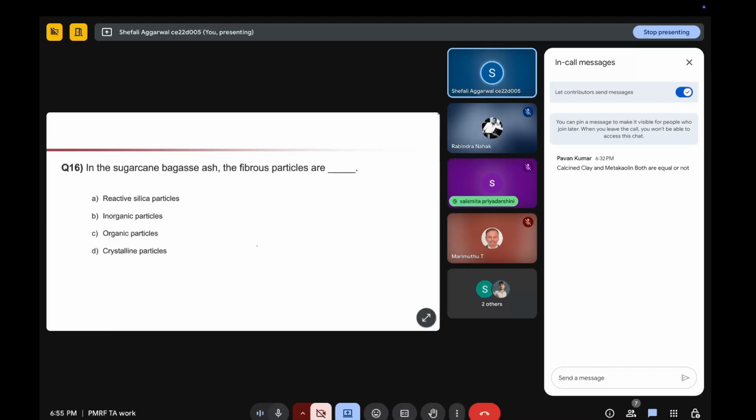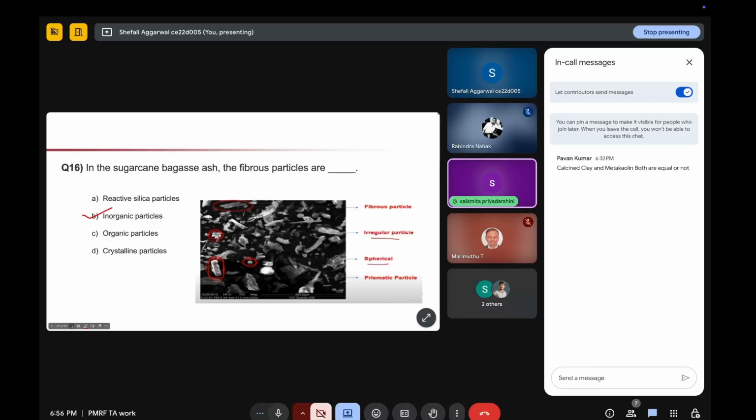Next question is, in the sugarcane bagasse ash, the fibrous particles are due to reactive silica particles, inorganic, organic, or crystalline. Inorganic, or organic? Normally these fibrous particles, if we see like this, are actually organic particles. Okay.